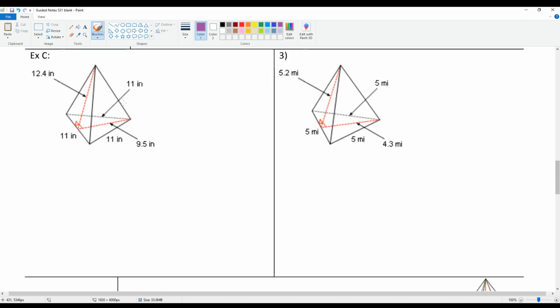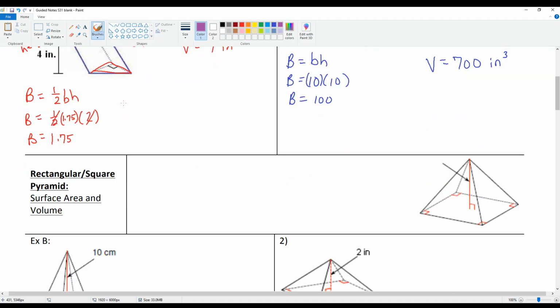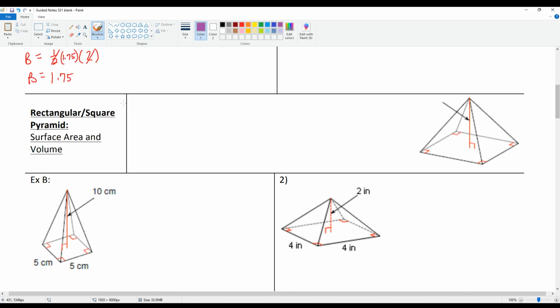So let me go ahead back to the notes so we can write that in. Rectangular or square pyramid, the formula for that, surface area equals 1/2 slant height times perimeter plus capital B, which means area of the base.